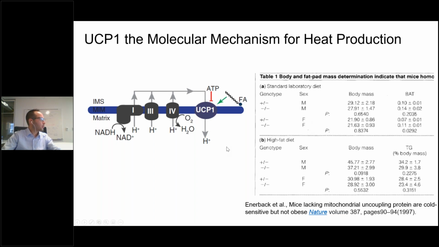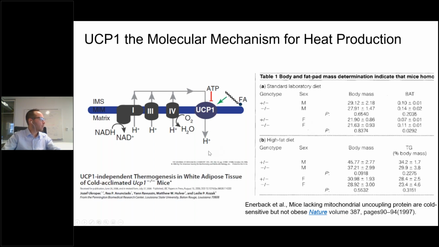And further studies went on to show that these UCP1 knockout mice can be slowly acclimated to the cold, where they can actually survive in the cold, and led to the idea that there was this existence of these UCP1-independent mechanisms that functioned to maintain body temperature of these mice and allow them to survive in the cold.